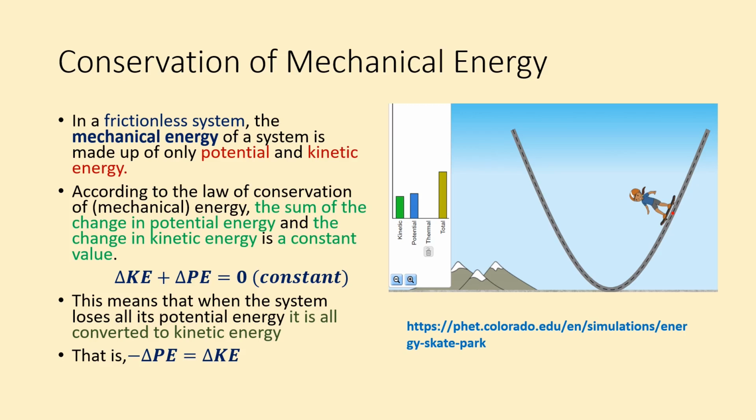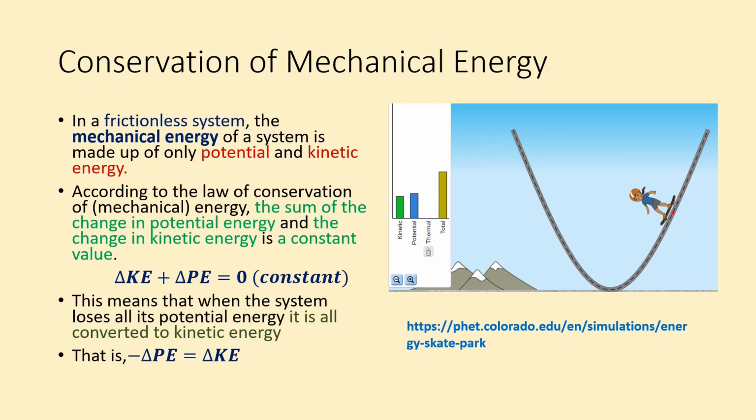So if you sum up the value of that green bar and add it to the blue bar, you would get the brass colored bar. At the point where the skater is, they have both kinetic and potential energy. Their potential energy is still significant because they're at a certain height above the ground, but their kinetic energy is increasing slowly.